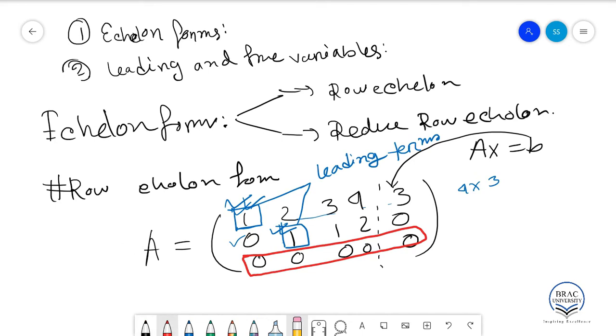So as we were saying, these are called the leading terms. So this is another feature of this row echelon form. And another feature we would like to talk about is that the leading one in a non-zero row appears to the left of the leading one in any lower row. So what do I mean by that?